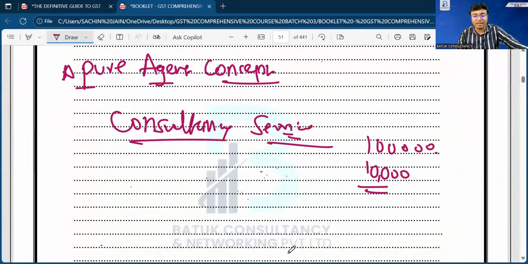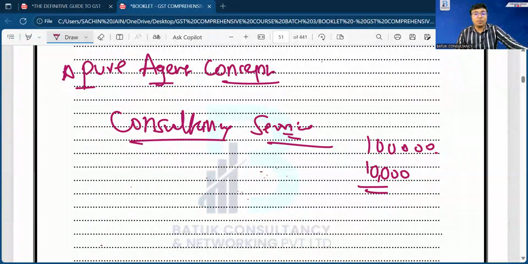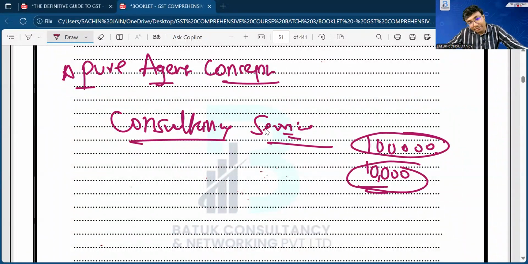GST will be applicable on 1 lakh or 1 lakh 10,000? Yes, GST will be applicable on 1 lakh only. Someone is saying 1 lakh 10,000. No, GST will be applicable on 1 lakh rupees only, because that 10,000 I am collecting from my client, that I have already paid to the government on behalf of my client. I have paid that amount as a pure agent.